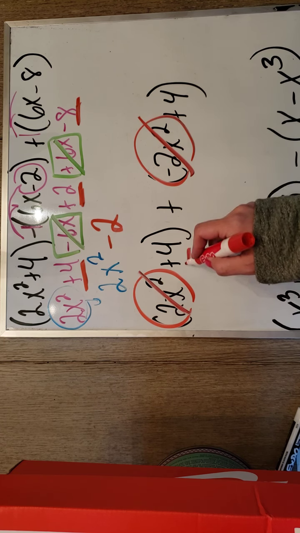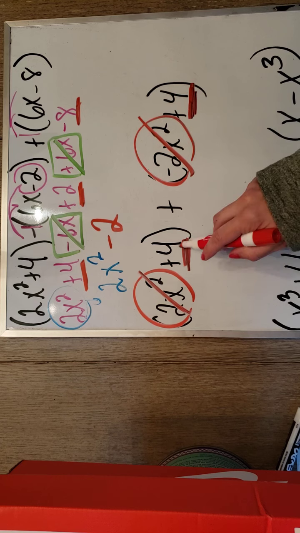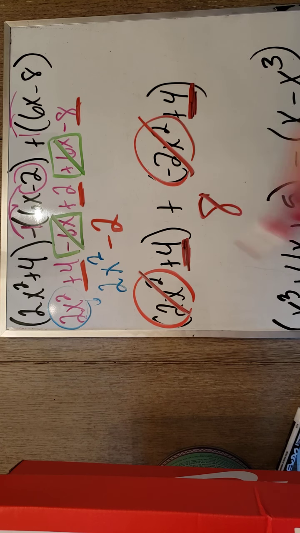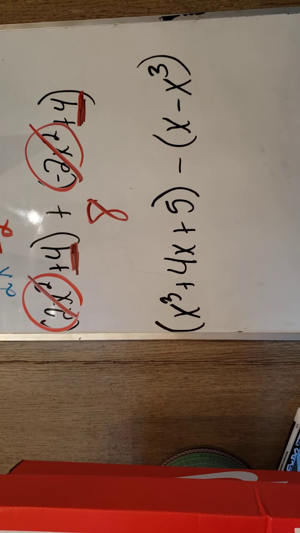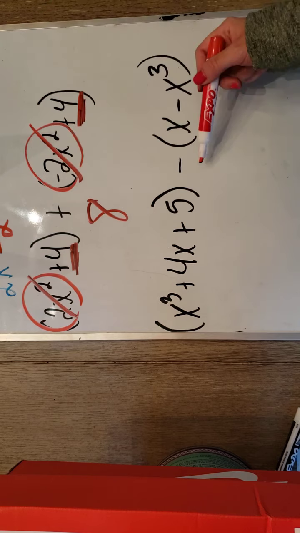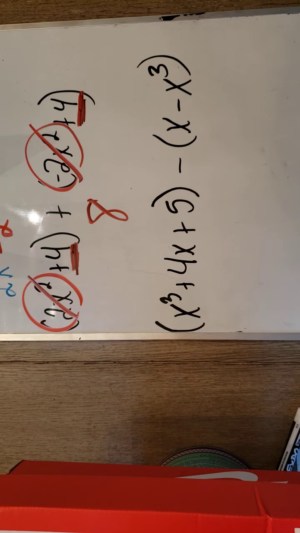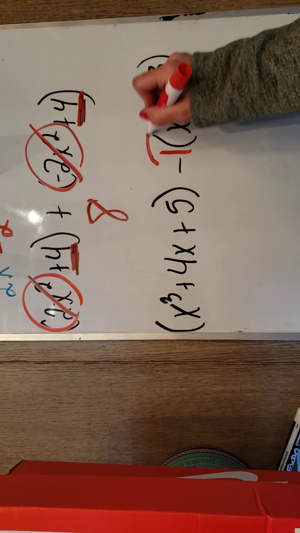Now we have a positive 4. Is there any other constant? Yep. And what's 4 plus 4? 8. So now, unlike this one where it was a plus, we are now minusing. Whenever you see a minus, you know you need to put a 1 and distribute.